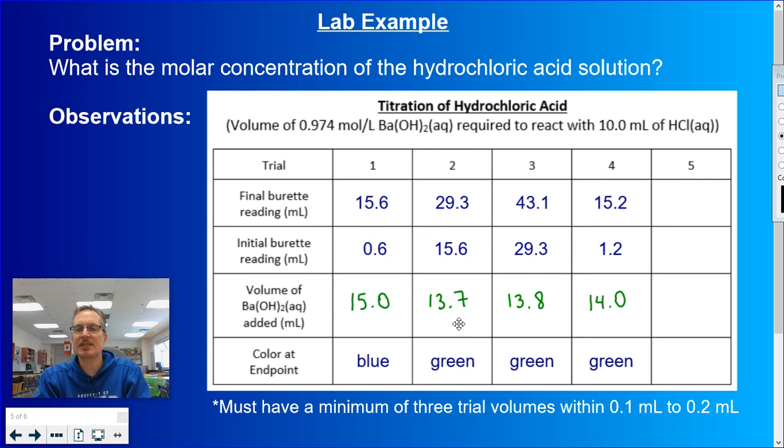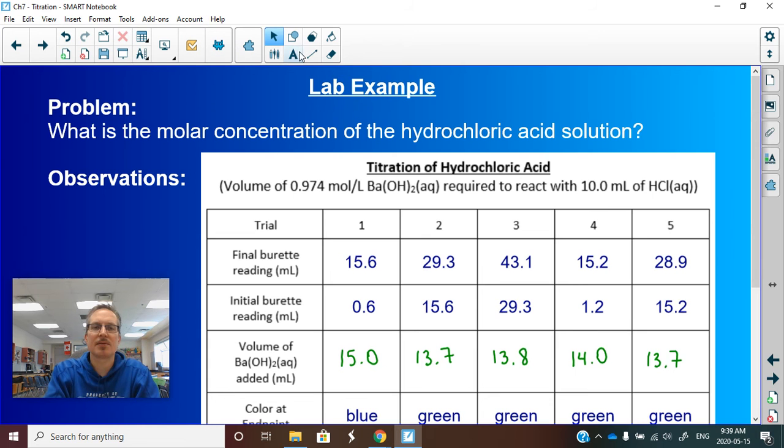We'll notice that is not within our range of 0.2 milliliters between high and low. It's a 0.3 milliliter range. So we'll have to do another trial. So 15.2 becomes my initial burette reading. We're going to run it again, and get 28.9. That's when it turned green. And my value is 13.7. You will notice in this lab data that, and I'm going to get a pen here.